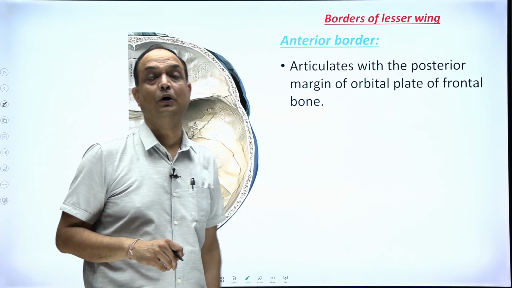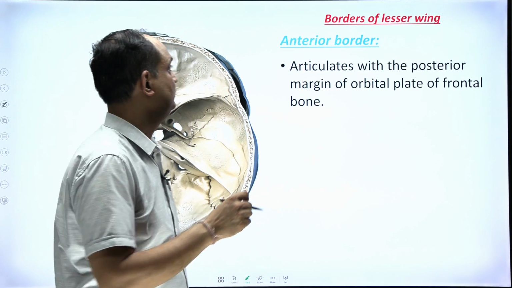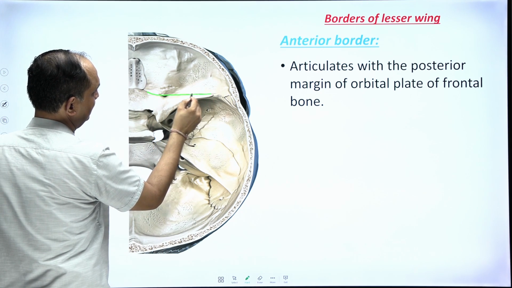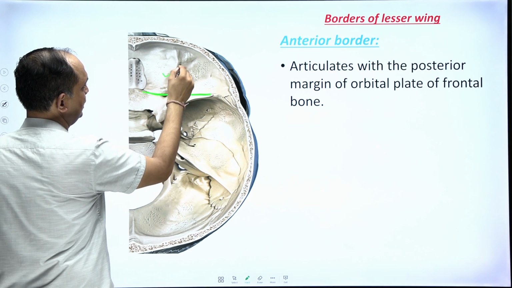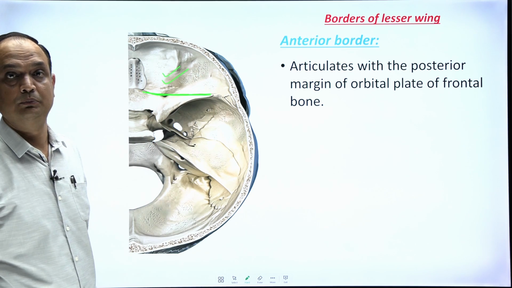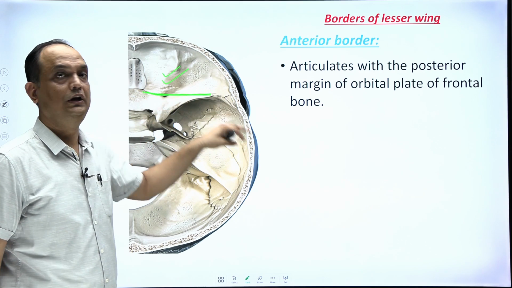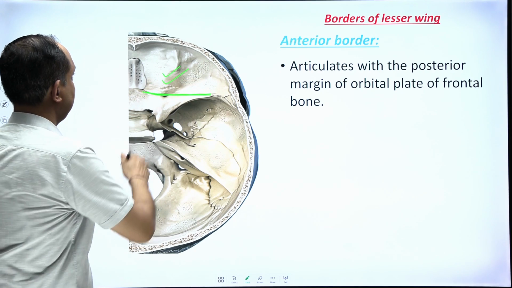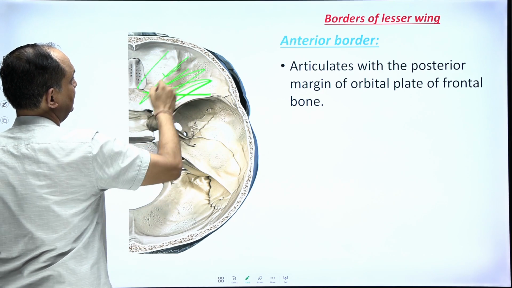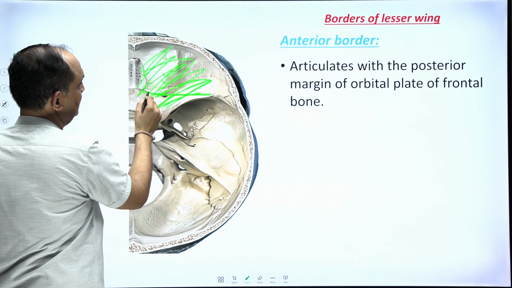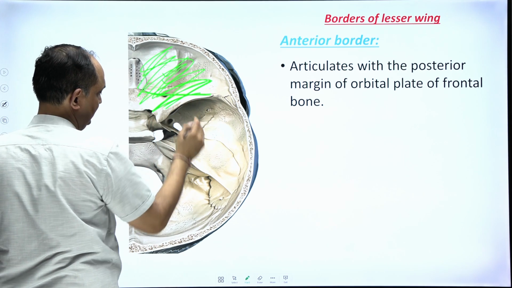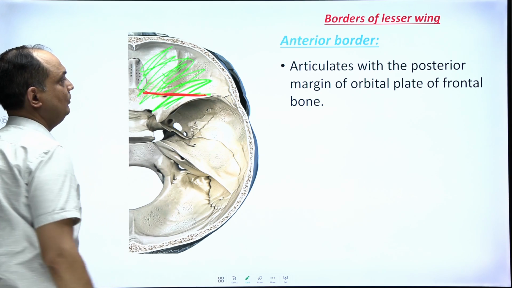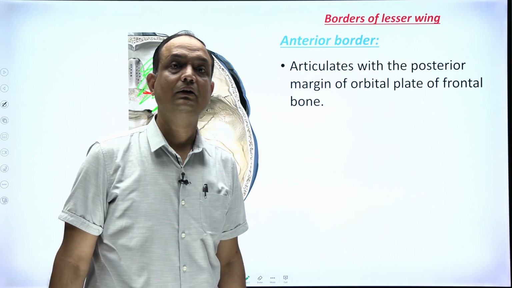Then we will move to the borders of the lesser wing. First we will talk about the anterior border. Here in this image you can see that this is the anterior border. This anterior border makes a joint with the orbital plate of the frontal bone. In the fully ossified skull you will not find this, and if you see, this whole area is the floor of the anterior cranial fossa. So this joint between the orbital plate and the anterior margin of the lesser wing is a component of the floor of the anterior cranial fossa.